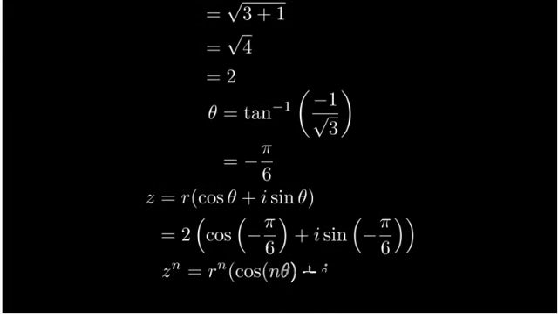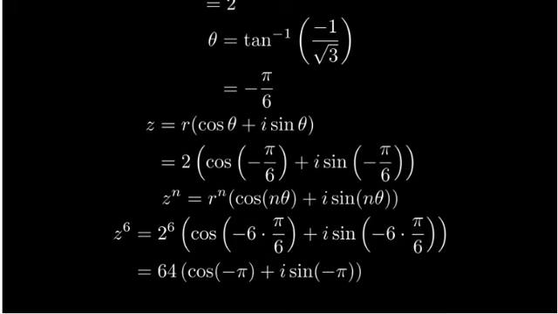This states that when we raise a complex number in polar form to a power n, the modulus is raised to that power, and the argument is multiplied by that power. Let's apply this to our problem. We get 2 to the sixth power times cosine of -6pi/6 plus i sine of -6pi/6.